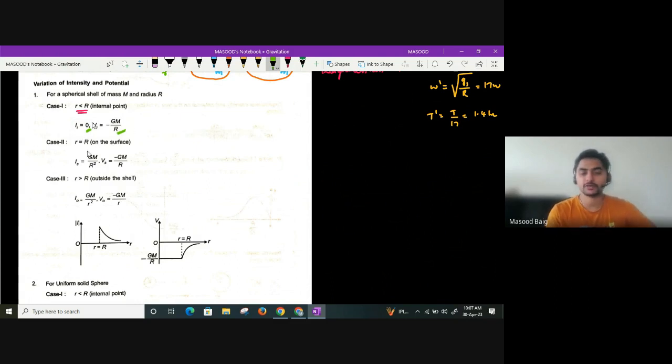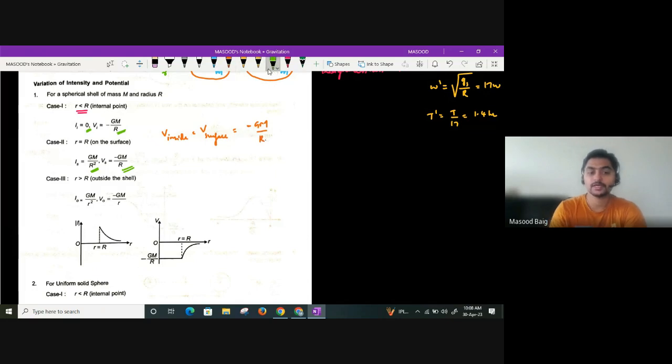On the surface, if I consider, it will be given as GM by r square. Potential will be minus GM by r. So one point to notice: potential inside, everywhere you take, guys, will be equal to potential at surface, which will be minus GM by r. Okay. So when will it be minus GM by r? If we consider potential at infinity to be 0.